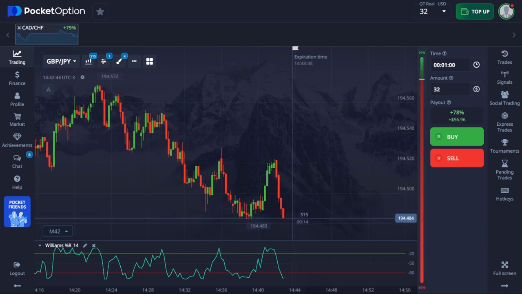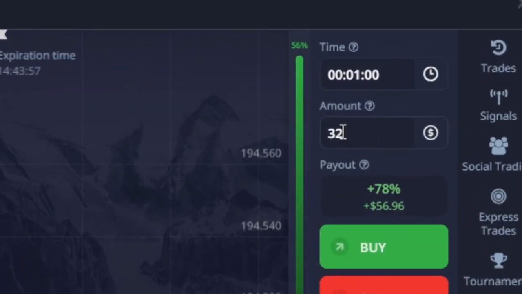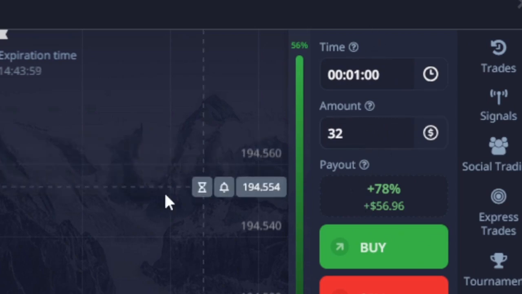I'm going to follow compound interest. What is compound interest? Whatever you win in the first trade, you put in the second or third trades, and that way it adds up in your account. Let's go to the classics.